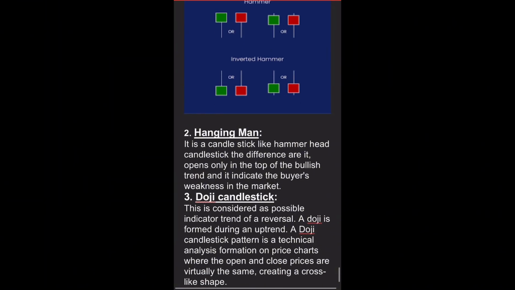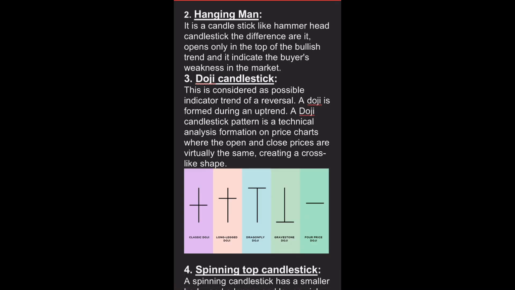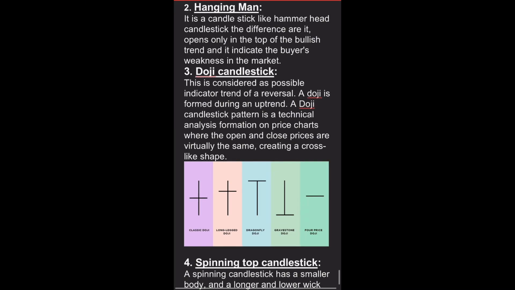Now, number 2 on the list is the hanging man. It is a candlestick like the hammerhead candlestick. The difference is that it opens only at the top of a bullish trend, and it indicates the buyers' weakness in the market space. Like I earlier stated, the hammerhead opens either at the top, middle, or below, and they all have significant meaning. Most people call the ones at the top hanging man, because most times it shows a reversal. Sometimes it shows weakness, and once there's weakness in the buyers' trend, that means it must reverse. You understand?